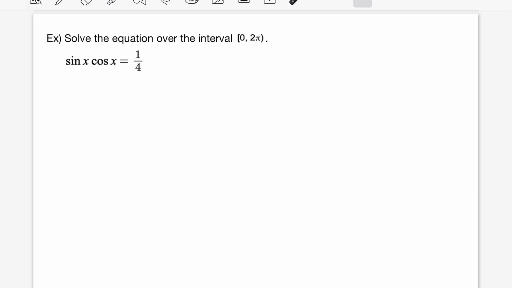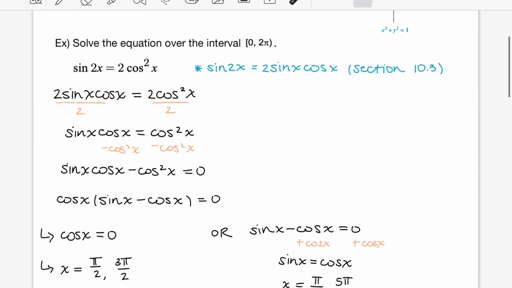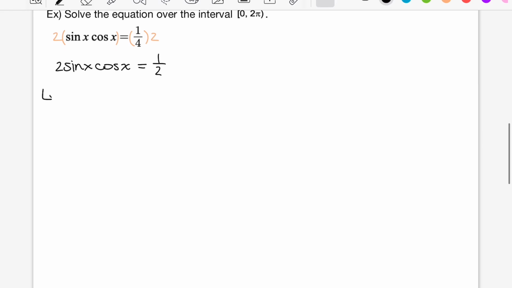Alright, so let's do this example here. We want to solve this equation over this interval from 0 to 2 pi. So notice we have sine x times cosine x, and this is really close to the double angle identity we saw in the last example. But if we were to multiply both sides of this equation by 2, we would get exactly 2 sine x times cosine x is going to be equal to 2 over 4, which is 1/2. And this is our double angle identity for sine of 2x that we saw in the last example. So we'll rewrite this as sine of 2x, and this will be equal to 1/2.